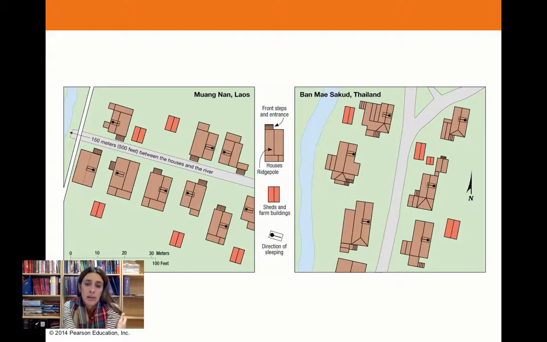So here's another example. You can see one in Laos and then another in Thailand. So there are 2 different kind of renderings of what an average neighborhood might look like. So what I can see here is maybe what we would see like in the US, right, where you've got your road and then you've got homes that are aligned along that street. They're all kind of equal distance from the front of the house to the actual road.